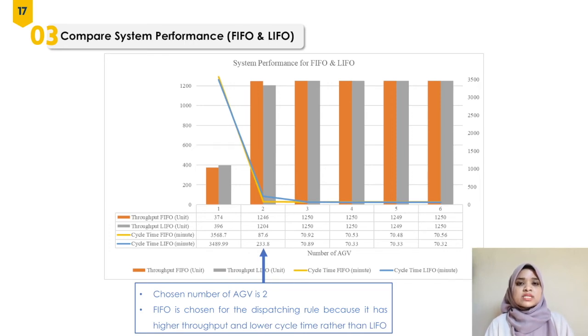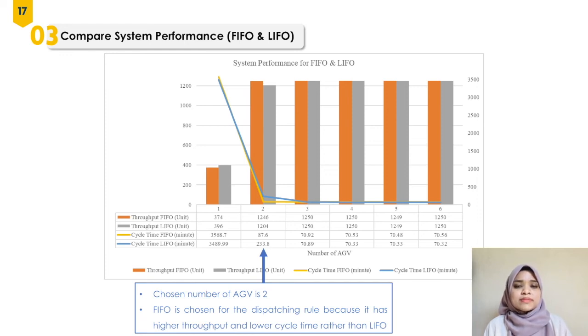When comparing the system performance, 2 AGVs with the dispatching rule of first in first out has been chosen because the throughput for FIFO is higher compared to LIFO, with a difference of 42 units. 2 AGVs has been chosen instead of the others because the throughput for 2 and 3 AGVs is quite similar. It is not worth using 3 AGVs since it will cost a lot of money, but the output units are almost similar.